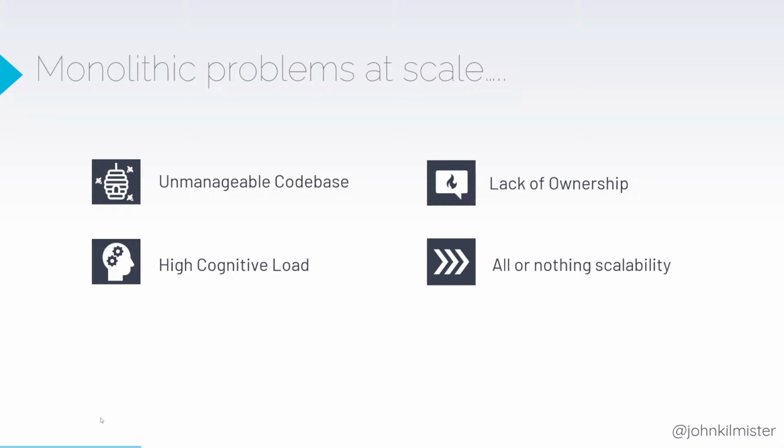From an infrastructure side of things, you end up with all or nothing scalability. Because all of your code lives together in one big block, you then are deploying it in one big block, and that means it needs to scale as one big block. So if you're back in this e-commerce world and you run a promotion on one product, you have to scale the entire application. That includes the homepage, the checkout, and all of the other content.